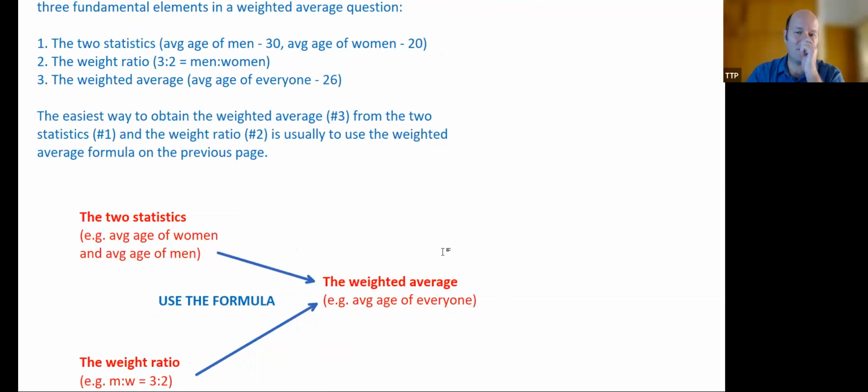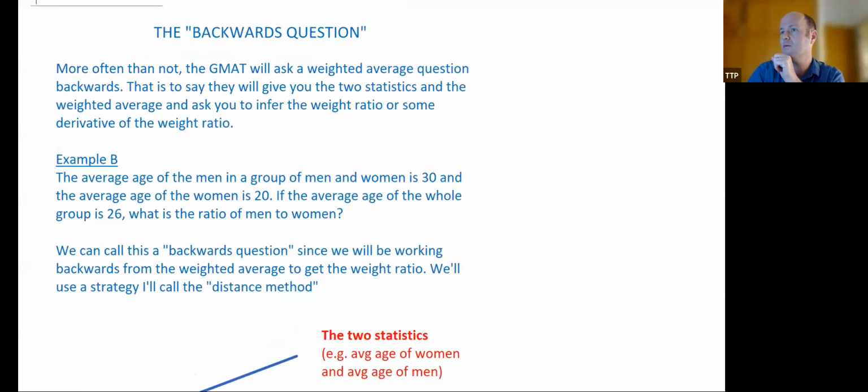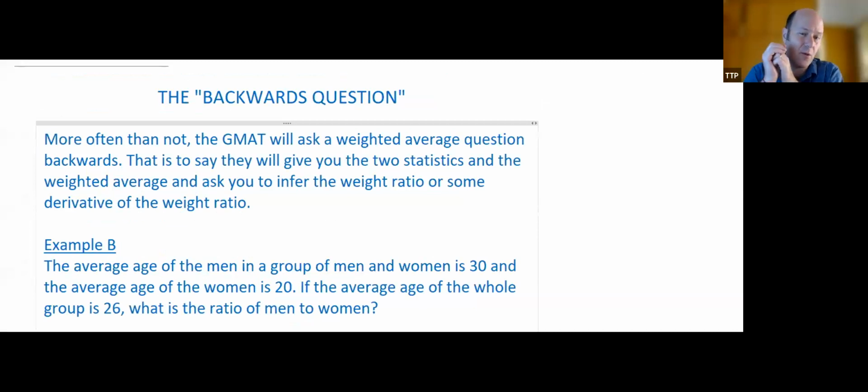Okay, now, unfortunately, or perhaps we should say fortunately, most of the time on the GMAT, weighted average questions are not given to you in this way. Okay, they're what I would call backwards weighted average questions. And that's the most common presentation of a weighted average question on the GMAT, a backwards question. Now, what's a backwards question going to look like? Well, example B here, let's take the same data that we were working with in example A, only let's turn it into a backwards weighted average question.